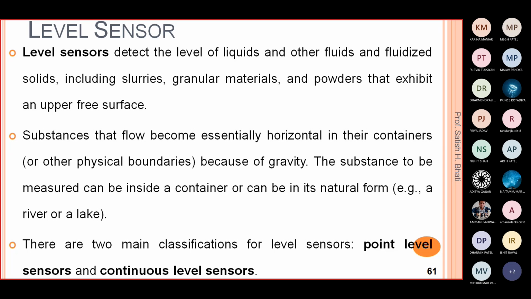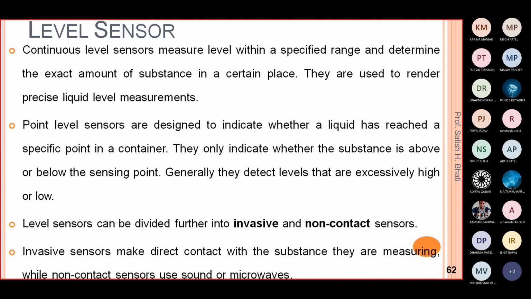So these level sensors are classified into two types. One is the point level sensor, and the second is the continuous level sensor. So what is the difference between the point level sensor and the continuous level sensor? In some applications you just need to find whether the material is present at a level or not, or whether the material will reach that particular level or not. For such applications we use the point level sensor. It just tells you whether your material is above or below a specific level.